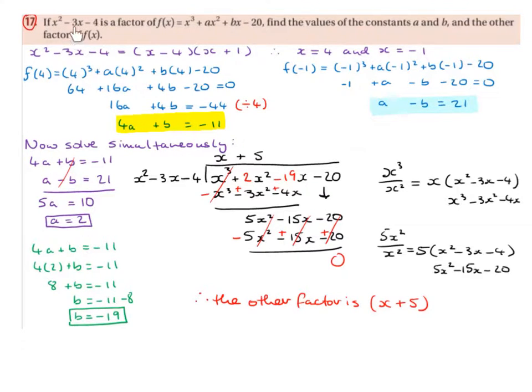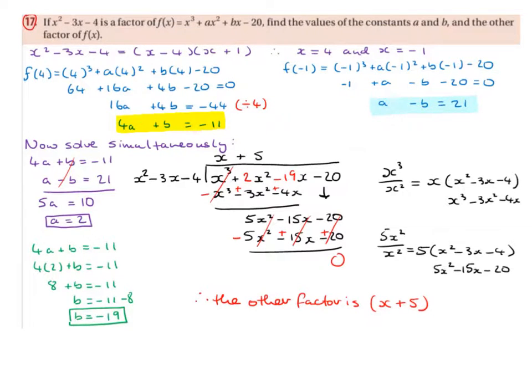If x squared minus 3x minus 4 is a factor of f of x equals x cubed plus ax squared plus bx minus 20, find the values of the constants a and b and the other factor of f of x. So first of all, we're going to factorize the x squared minus 3x minus 4. So x squared minus 3x minus 4 will factorize to give x minus 4 multiplied by x plus 1.